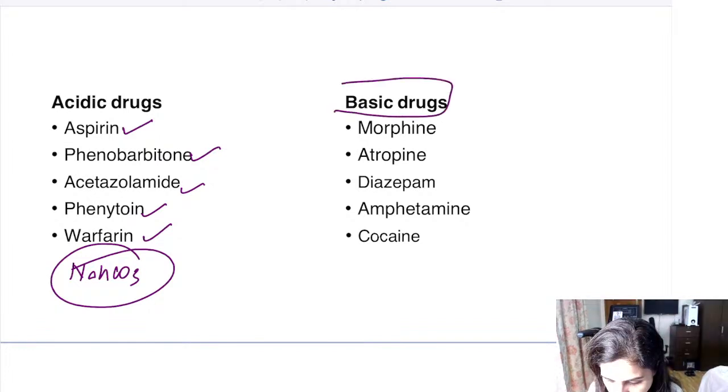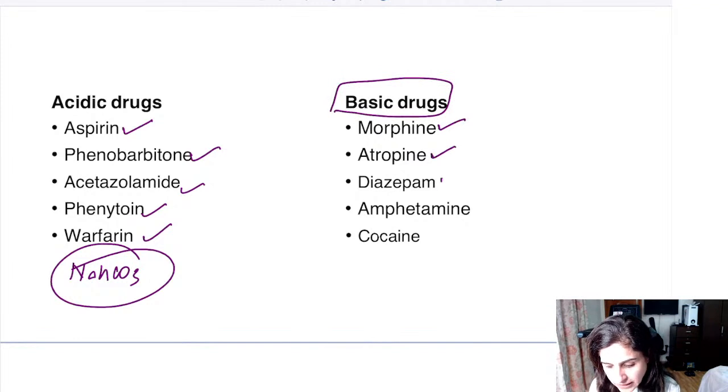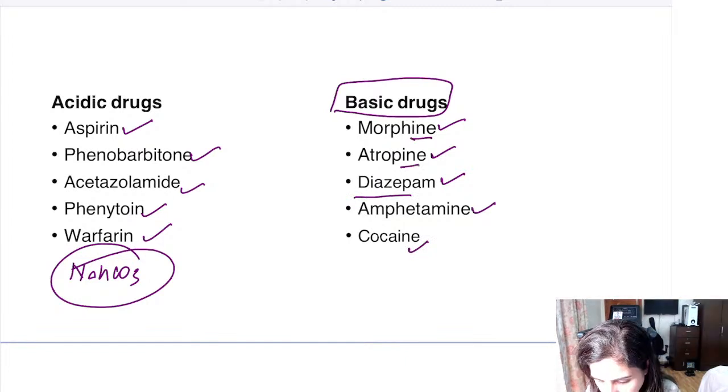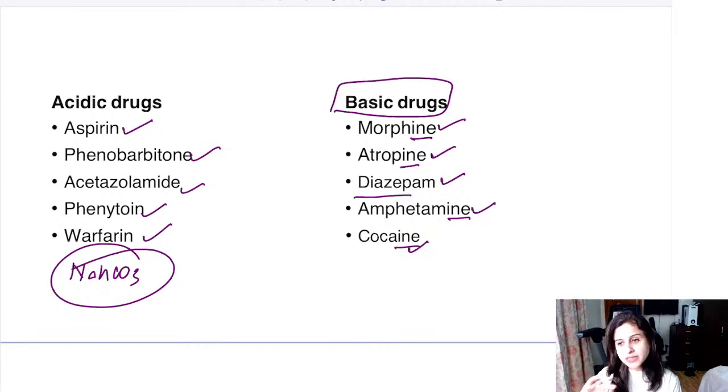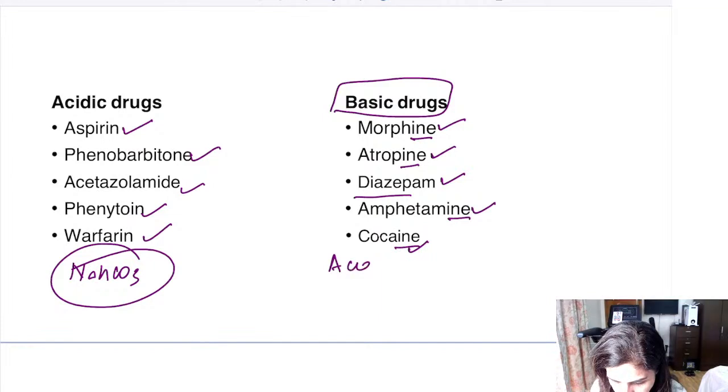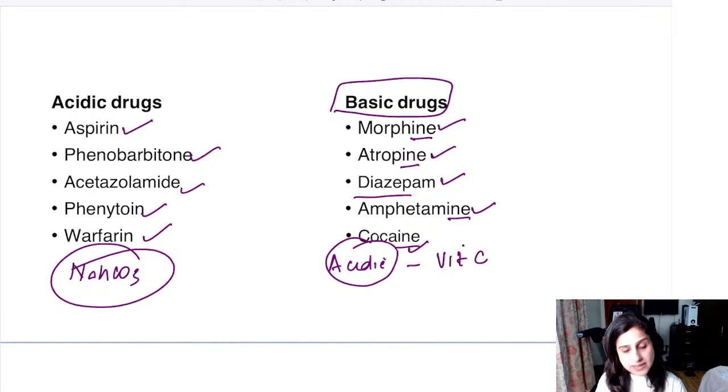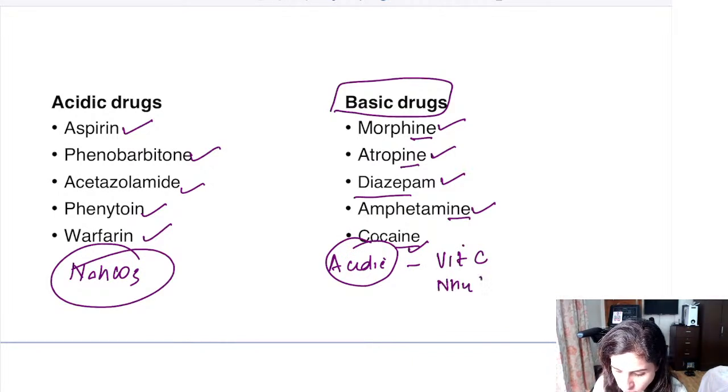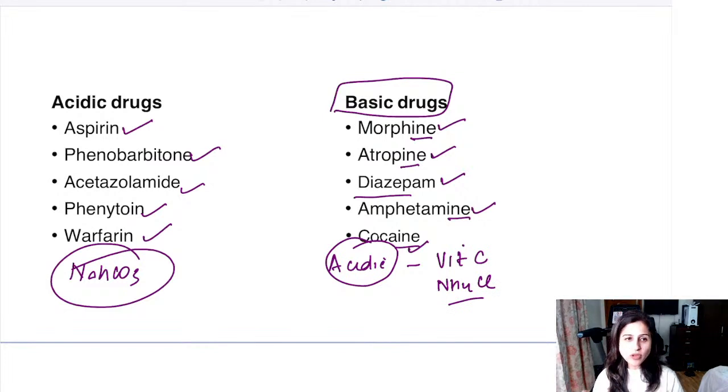On the other hand, the basic drugs are like morphine, atropine, diazepam, amphetamine, cocaine. Apart from diazepam, all of them have INE towards the end. So the INE drugs are basic drugs, apart from diazepam. They have to be removed by making the urine more acidic. Either we can use vitamin C or ascorbic acid, or we can use ammonium chloride. Ammonium chloride is rather more toxic, so we prefer vitamin C.